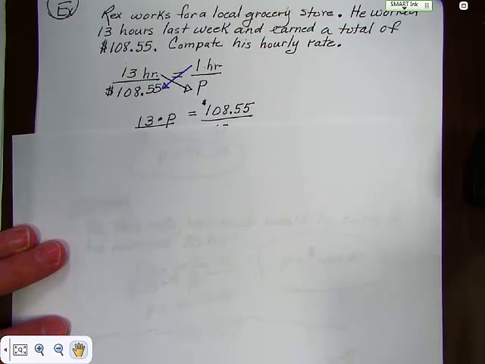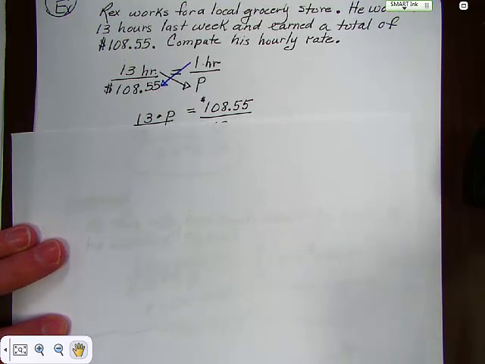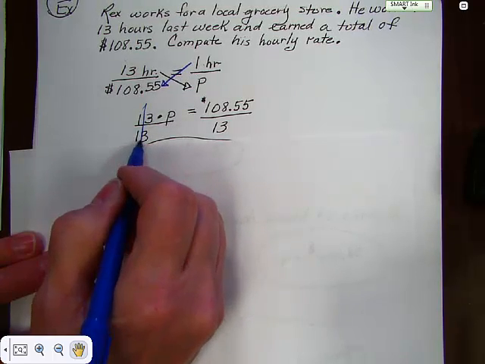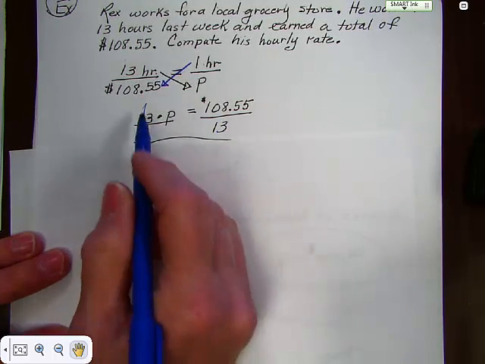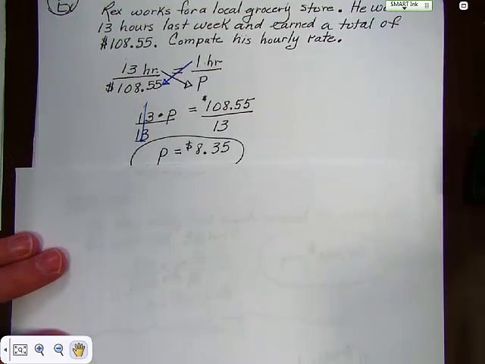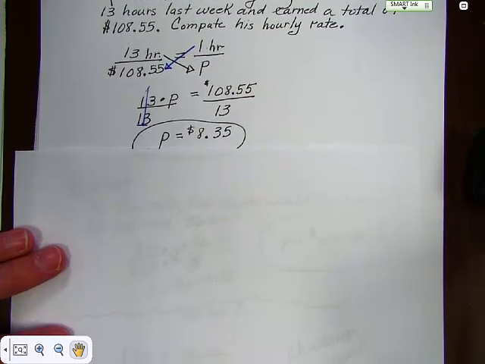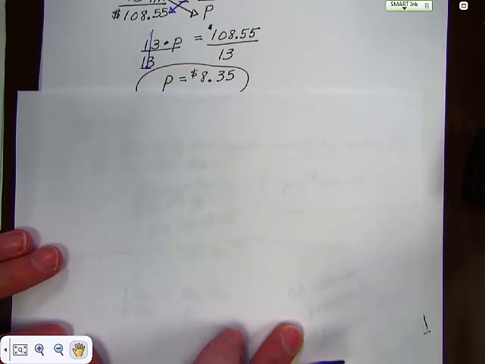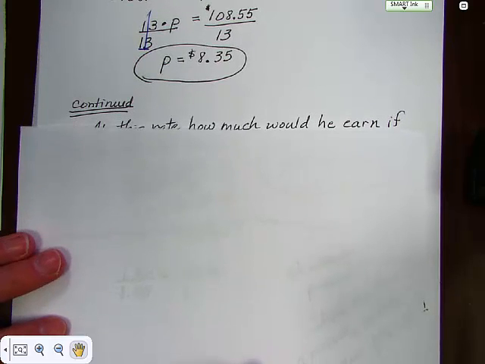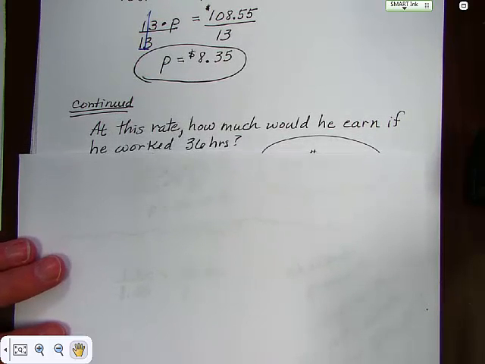So you end up with 13p equals 108.55. Divide both sides by 13. That's that well-chosen one I always talk about. You divide by 13 on one side, you always divide the other side too. You get p equals $8.35. Now, this is continued, okay? So, at this rate, how much would he earn if he worked 36 hours?